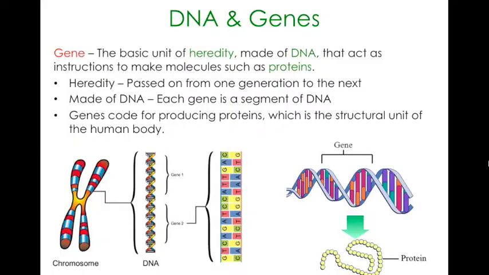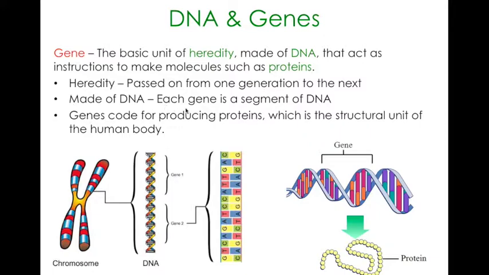Definition of a gene: a basic unit of heredity. It is made of DNA and it codes or acts as instructions to make molecules such as proteins. Now, proteins aren't the only thing that genes have instructions for, but it is one of the big things that we often observe and can see. Three aspects. It has an aspect of heredity. It has to be able to be passed down from one generation to the next.